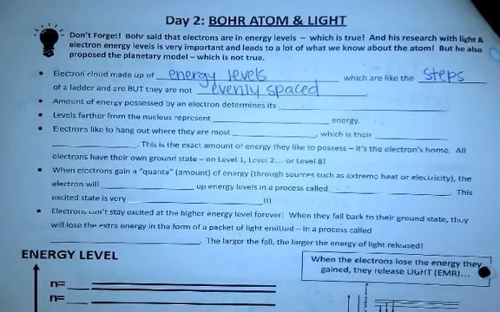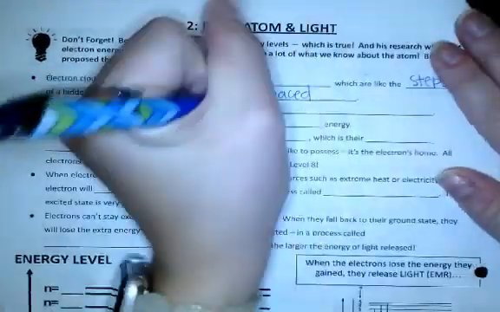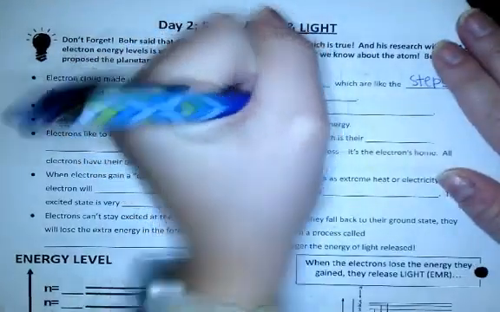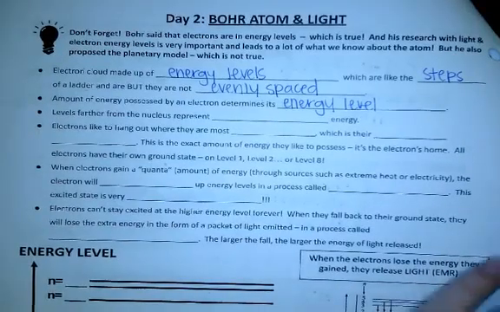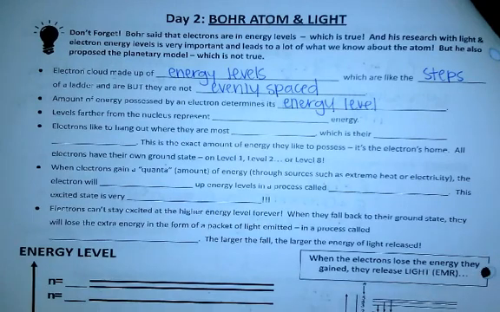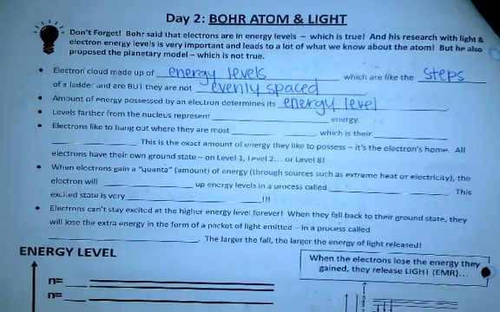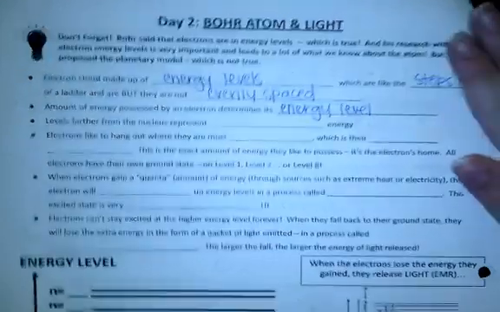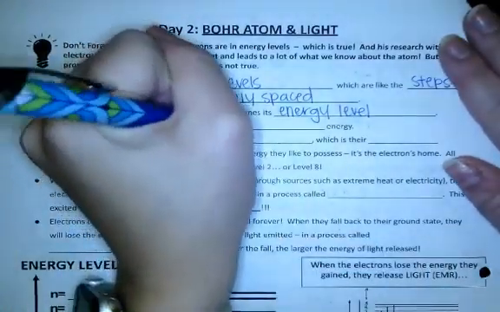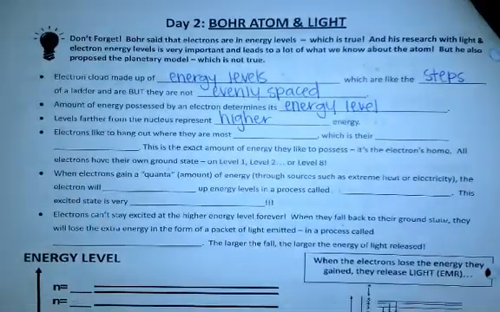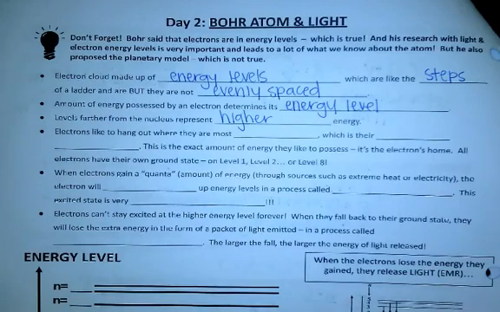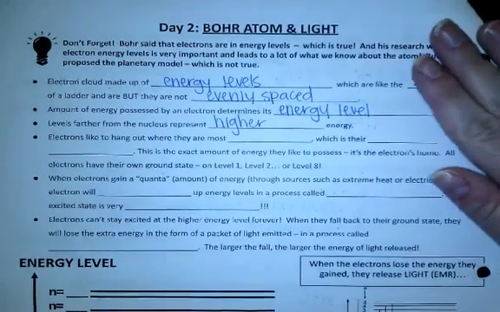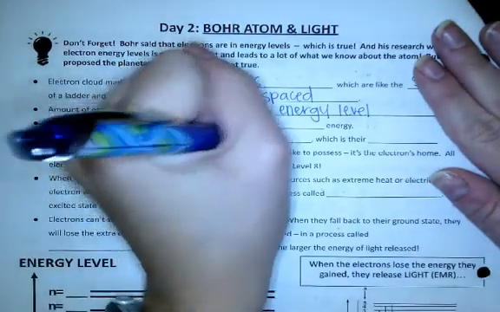Now, the amount of energy possessed by an electron determines its energy level. So each electron has a certain amount of energy. Okay, it exists at a certain energy. And so depending on how much energy the electron has determines what energy level it's in. So levels further from the nucleus represent higher energy. So the further away you get from the nucleus, the higher the energy that electron possesses.